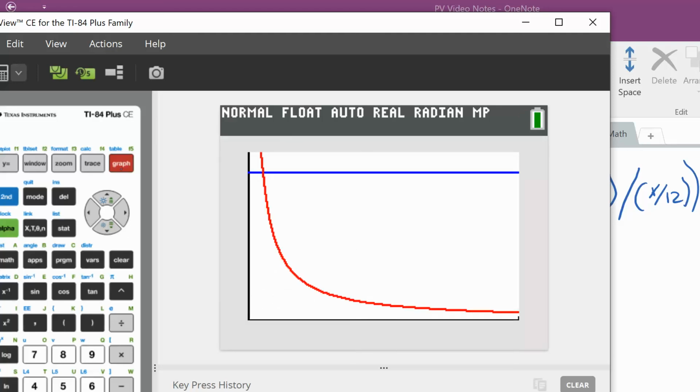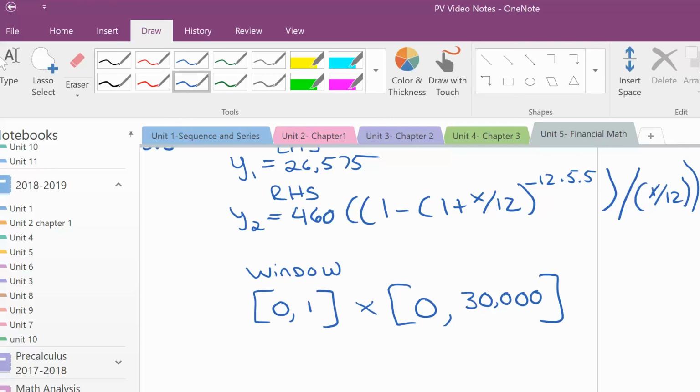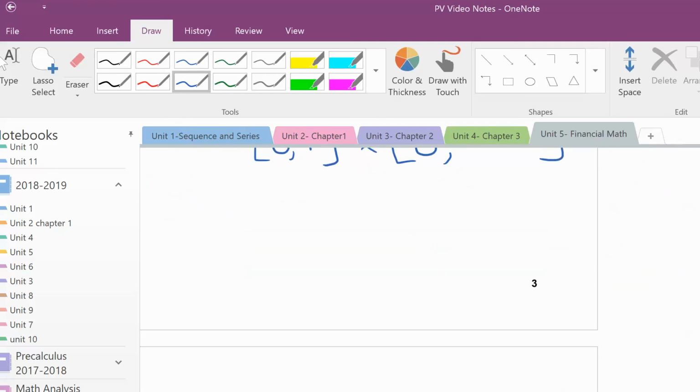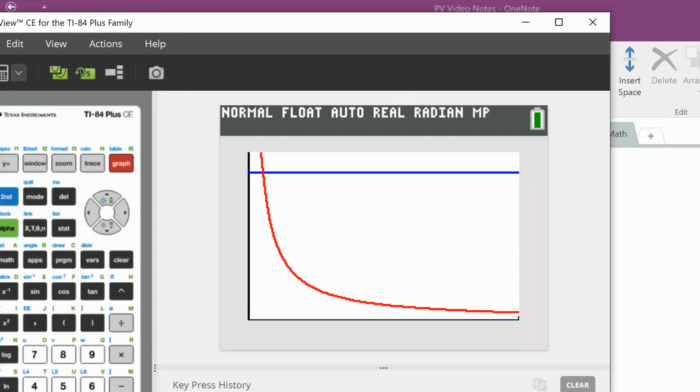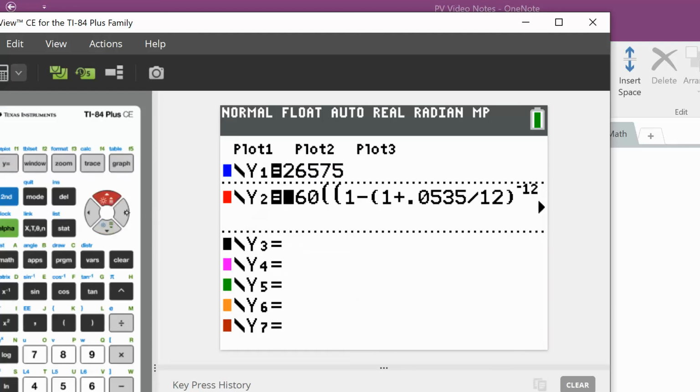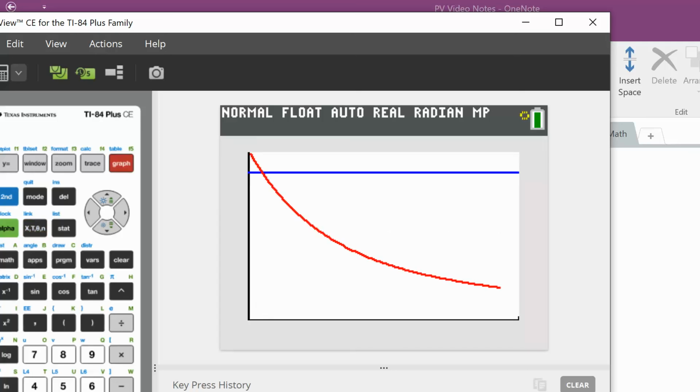So there's your line. I just want to make sure. Hold on, I might have done something I shouldn't have done here. Let's see how I typed this in. Oh yeah, it should be x over 12, not 5.35. That was my mistake. There you go. So now graph it again. There, it looks better.